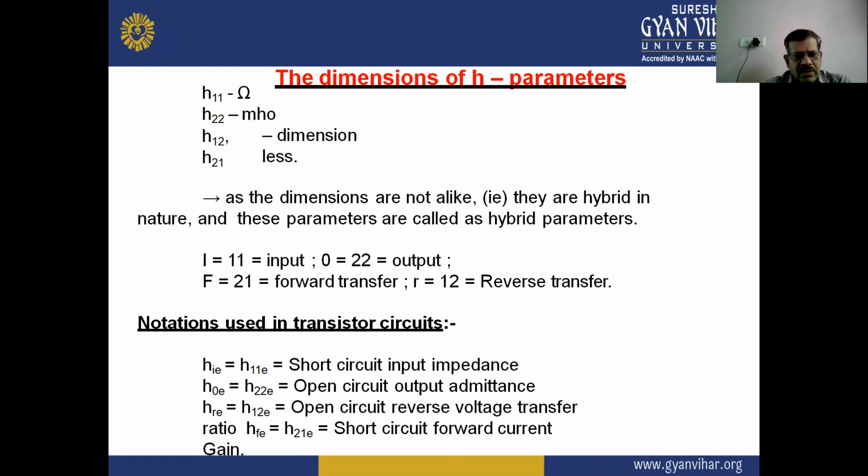The subscript i equals input, o equals output, f equals forward transfer function, and r equals reverse transfer function. The notations used in transistor circuits: hie equals h11e equals short circuit input impedance, hoe equals h22e is the open circuit output admittance, hre equals h12e equals open circuit reverse voltage transfer function, and hfe equals h21e equals short circuit forward current gain. So these are the notations used in transistor circuits.